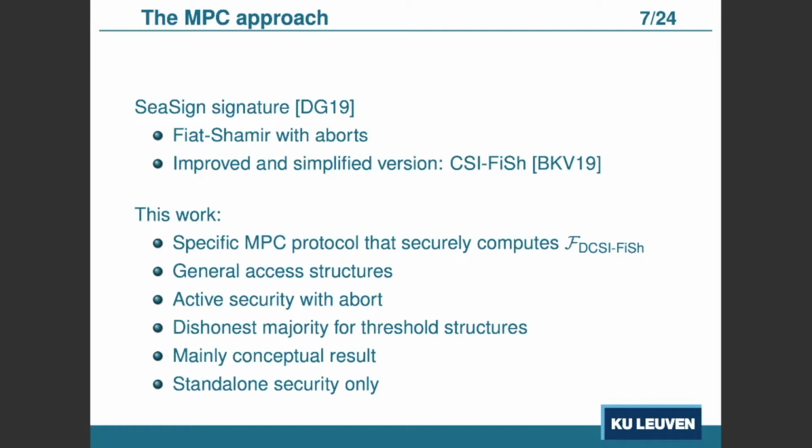Motivated by this, in this work we propose a specific multi-party protocol that implements a threshold variant of the CSI-FiSh signature scheme. So we are using a threshold secret sharing, and our protocol is secure against malicious adversaries in the setting of dishonest majority.